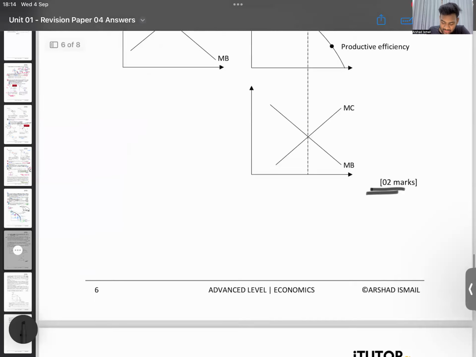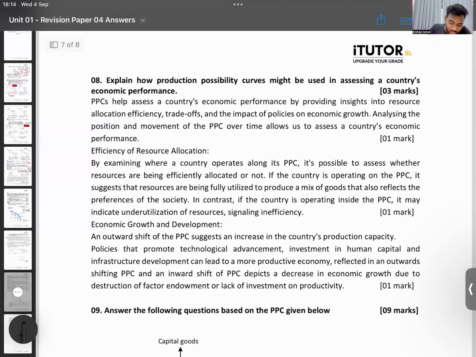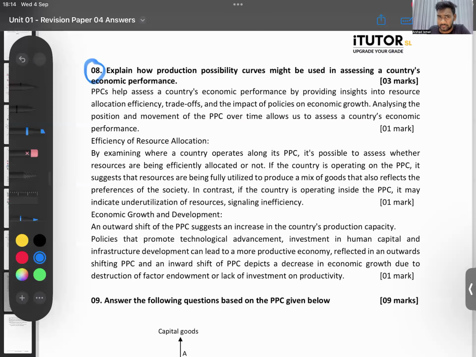Then I'm going to the next one. Now this again is a bit of a new kind of question. They're asking, explain how production possibility curves might be used in assessing a country's economic performance. Now, how do you look at a country's economic performance? You can look at economic performance based on, one, has the economy grown? Has there been economic growth? Have they used their resources properly? Have they efficiently used their resources? You can measure performance like that, right?